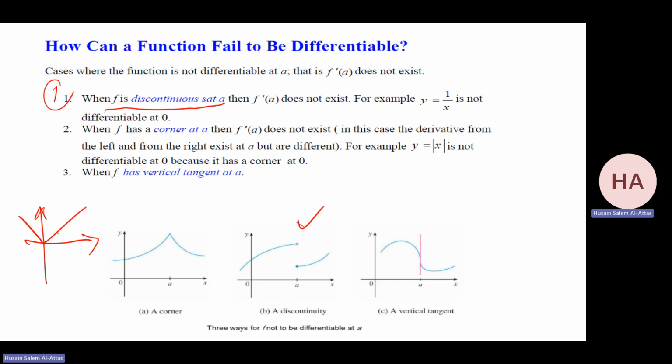So the slope here, one of them is positive, the other one is negative. Like absolute value of x, this is what we call a corner or sharp turn. Our book is using this word, sharp turn. The last case is if it has a vertical tangent, like this one. So the tangent line becomes a vertical line.